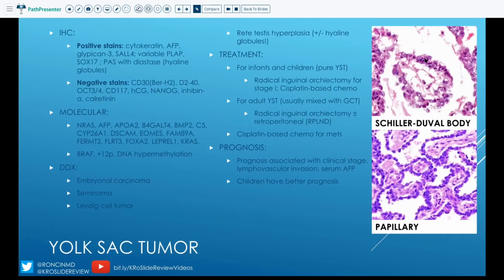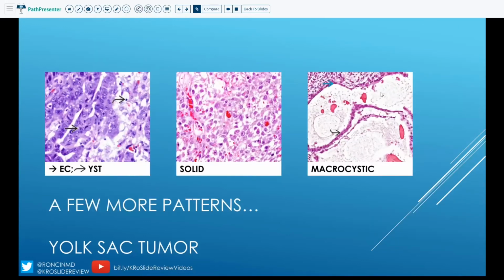So here again, we have an example of a Schiller-Duval body. Here's that fibrovascular core here, tumoral cells, cleft, and then you have more tumoral cells around it. And here I just wanted to show you a couple more patterns. So again, in our case, I think we had some areas that also imparted more of a solid appearance.